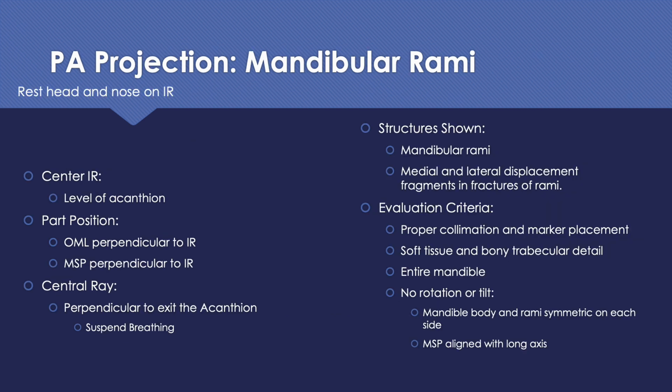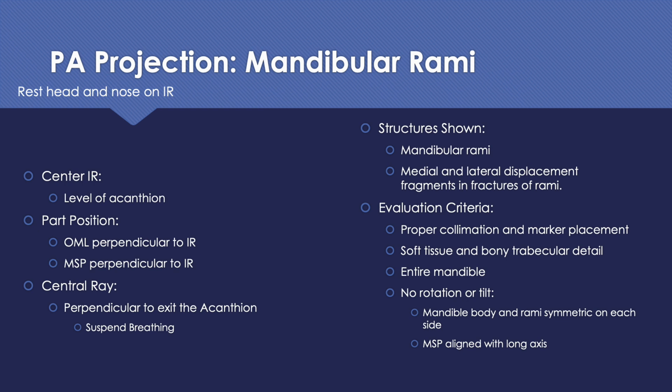For our first projection, it will be the PA projection, demonstrating the mandibular rami. The patient's head and nose will be on the IR. You will center the IR at the level of the acanthion. For part position, the OML and MSP will both be perpendicular to the IR. For our central ray, it will be perpendicular, exiting the acanthion, as well as holding your breath.